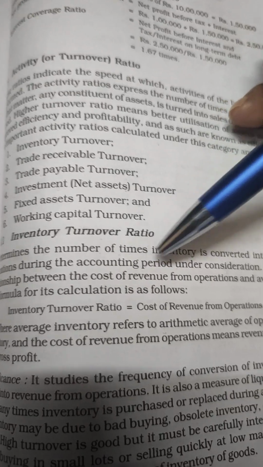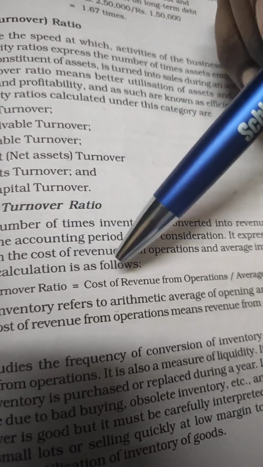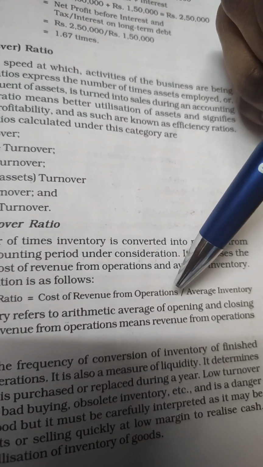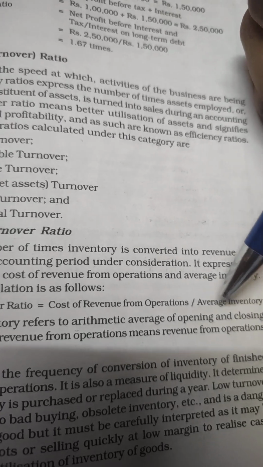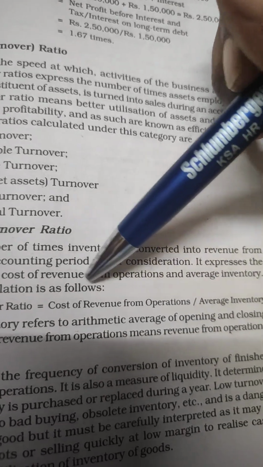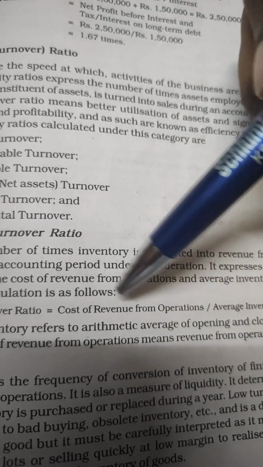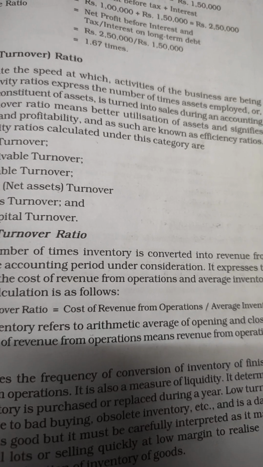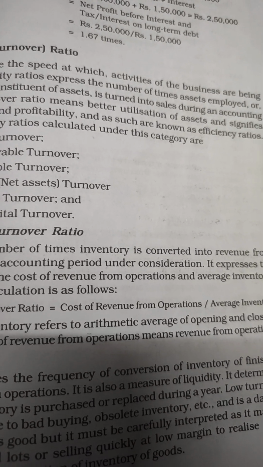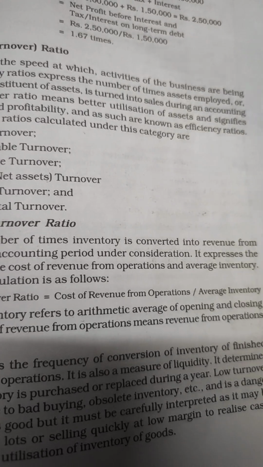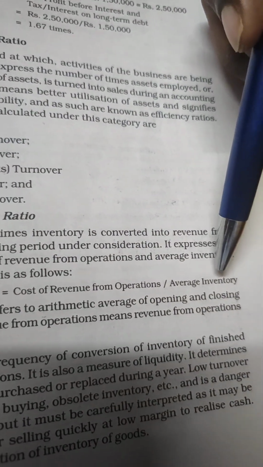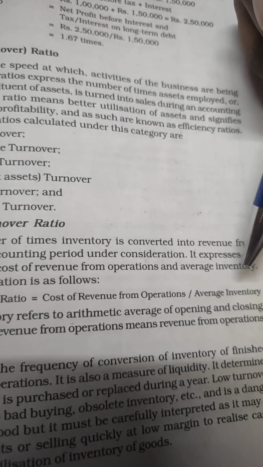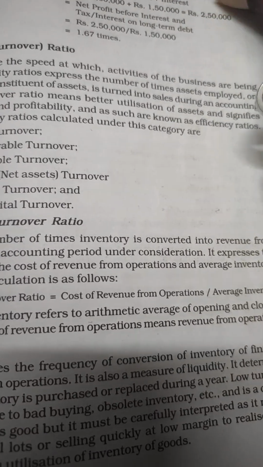First is inventory turnover ratio. Inventory turnover ratio shows the relationship between the cost of revenue from operations and the average inventory. Revenue from the operations of the business, cost of revenue, the cost for earning the revenue from operations of the business, and the average inventory. The equation for average inventory is opening stock plus closing stock divided by 2.